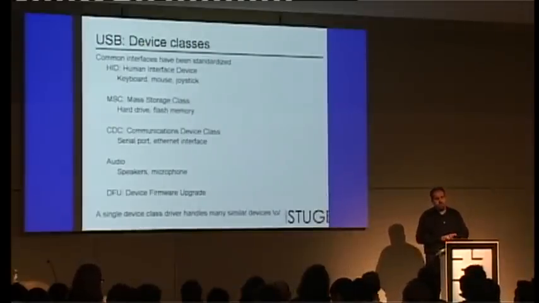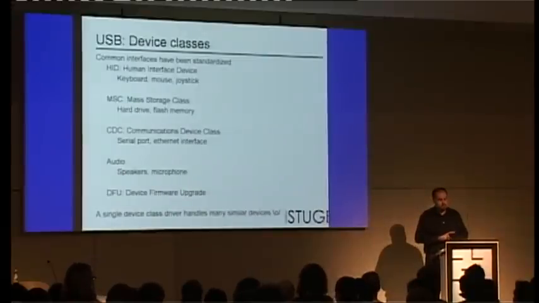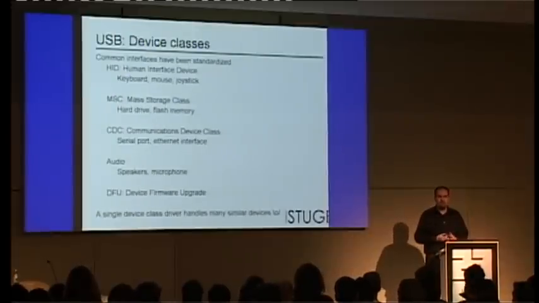The benefit with having these device classes is that they specify similar or identical interfaces, so that a USB mouse will always look the same, or will at least describe itself in a way that one single driver can understand. So I only need one driver to support all USB mice, which is neat and great. Same thing for storage, of course, and audio and so on.